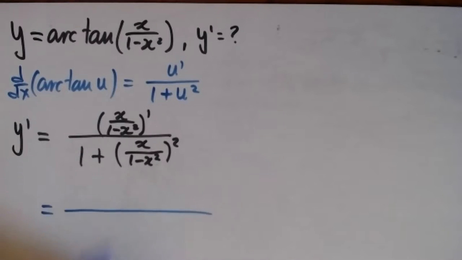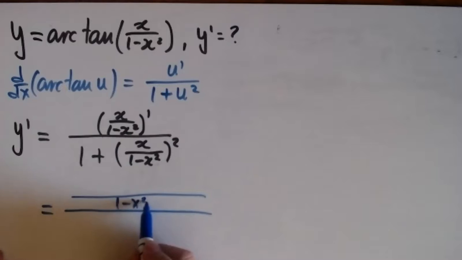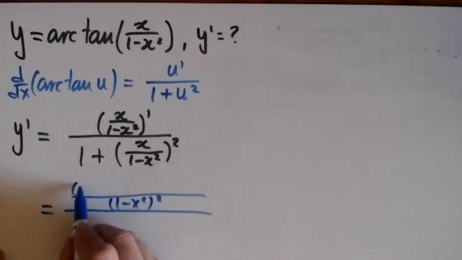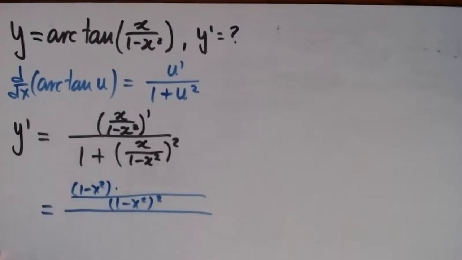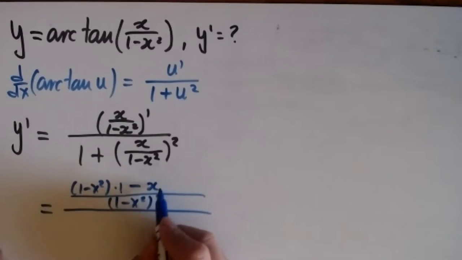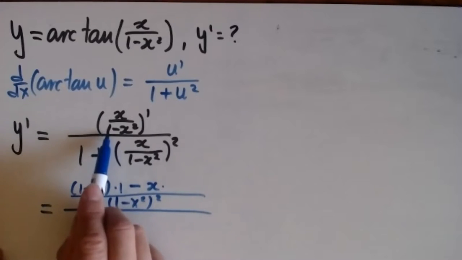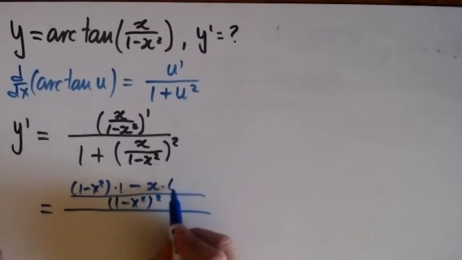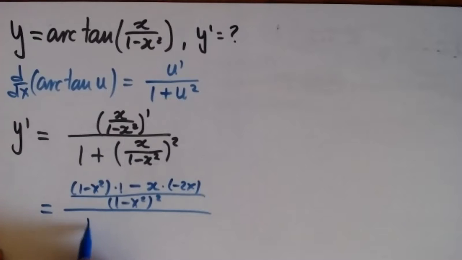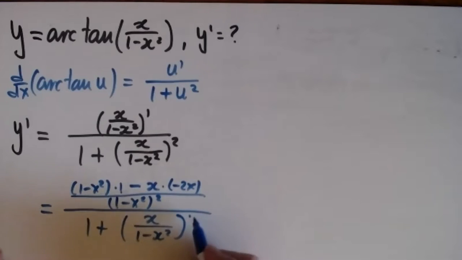So I'm going to put a line here. What is the derivative of this quotient? Well, remember the derivative of a quotient: denominator squared, 1 minus x squared squared. Then the denominator, 1 minus x squared, times the derivative of the top. The derivative of x is 1, minus the top, x, times the derivative of the bottom. The derivative of the 1 is 0, the derivative of x squared is 2x, so it's going to be negative 2x, over 1 plus x over 1 minus x squared, everything squared, like this one, correct? This is okay. Well, now the calculus is over.